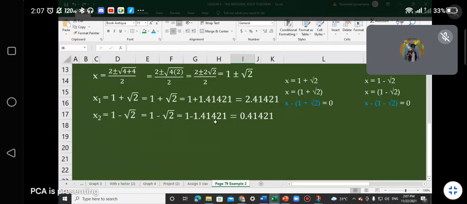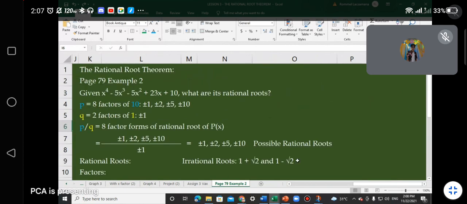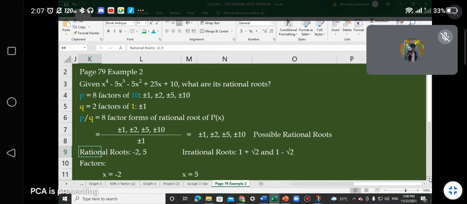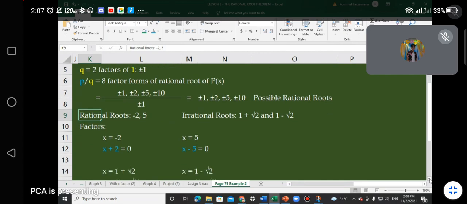Okay, so this now is the irrational root, but it's part of it, mind you. 1 plus square root of 2 is here now. So for the rational roots, it's 2, or negative 2 rather, and 5. And then we also add the roots which are irrational: 1 plus the square root of 2 and 1 minus the square root of 2, that were solved using the quadratic formula.